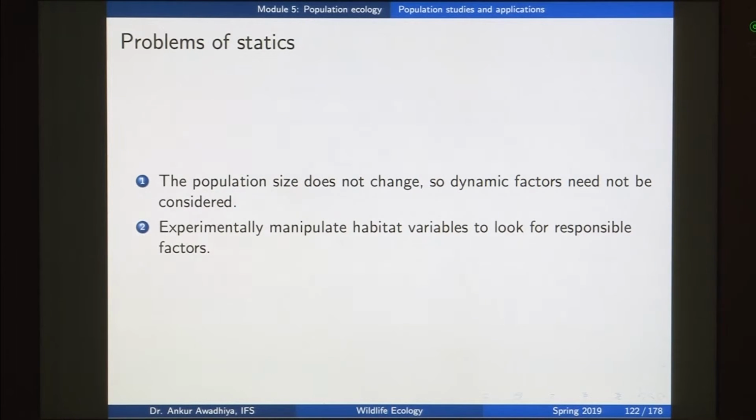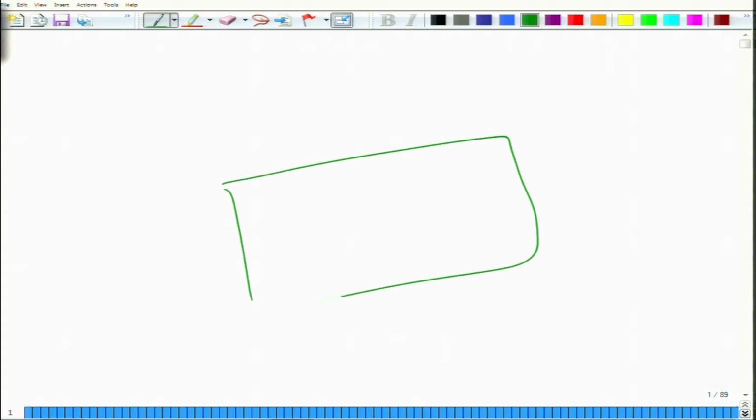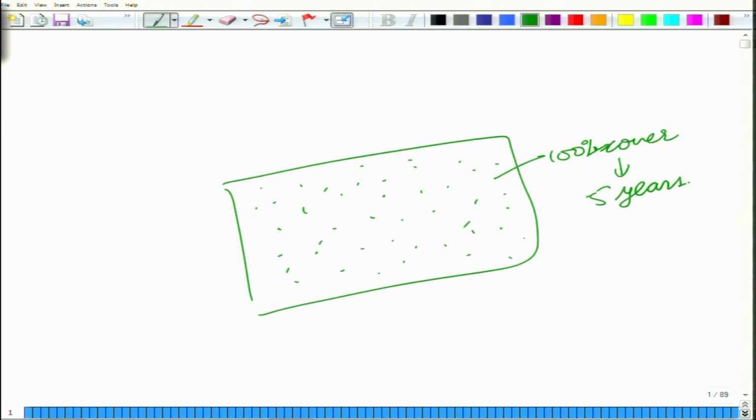So, how do you solve this question? You can experimentally manipulate the habitat variables to look for the responsible factors. So, for instance, say you have a part in the sea that has a very high growth of algae. You have this whole area covered with algae, a 100% cover, and you have had this 100% cover for the past 5 years. So, nothing is changing. Now, you can ask the question, why is nothing changing in this area?